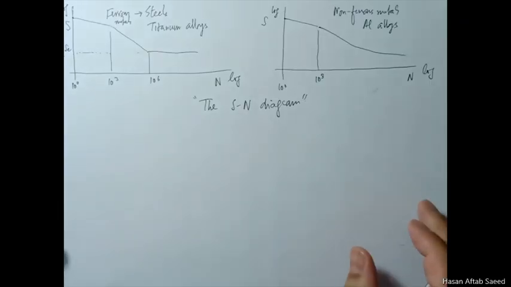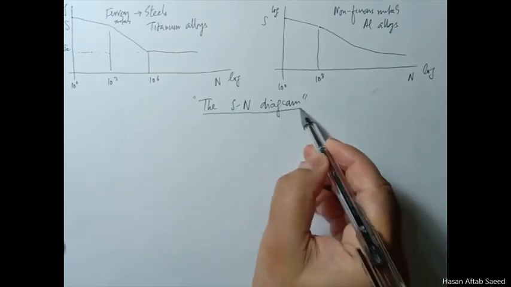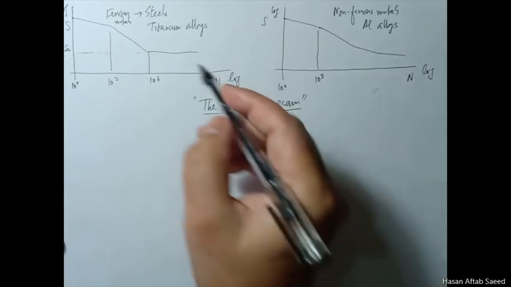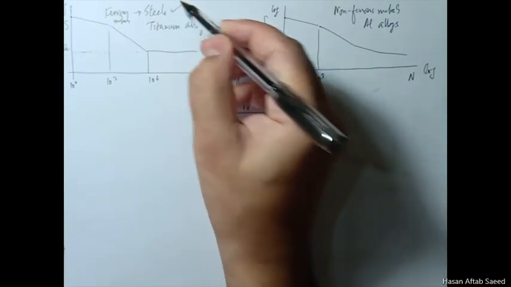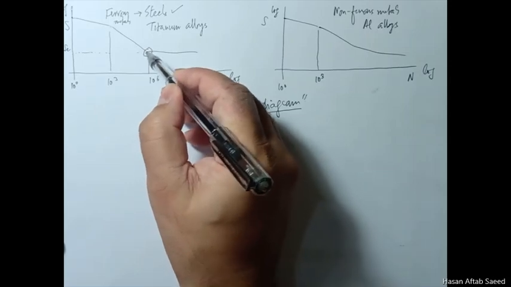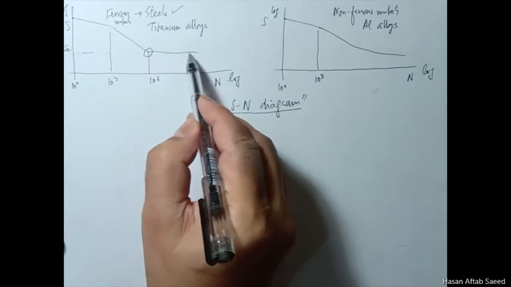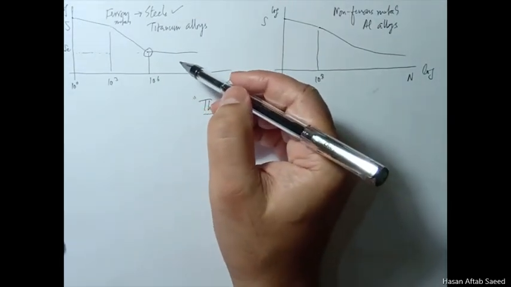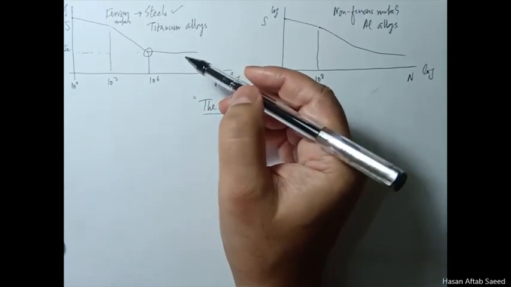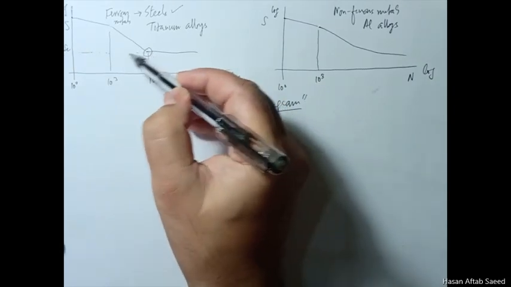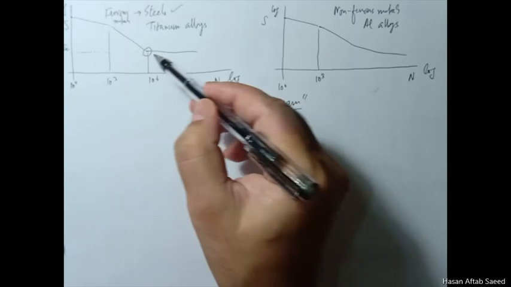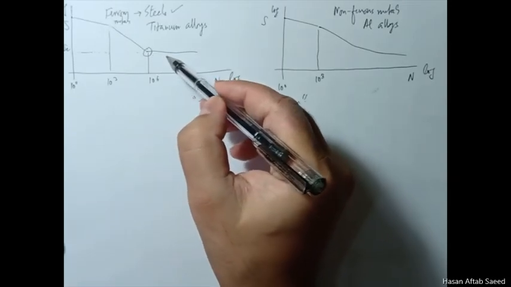Bismillahirrahmanirrahim. In our last class, we had seen the SN diagram and how it was of two types depending upon the material. In one kind of material, most notably steels, you have this knee here, and after this, the curve becomes a straight line. And this means that if the stress amplitude of a completely reversed stress is equal to the so-called endurance limit or less than that, then there should be an infinite life.